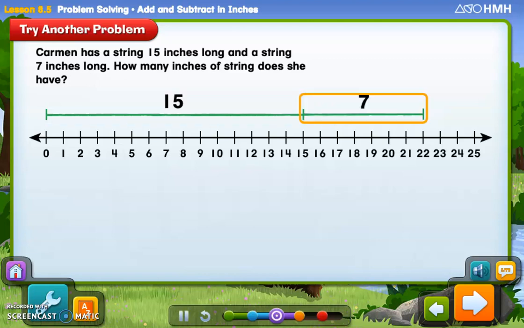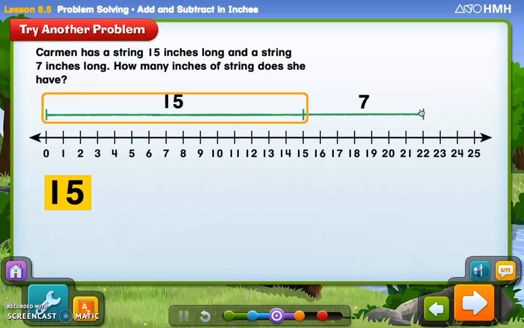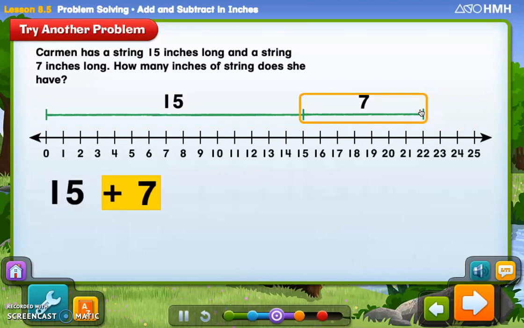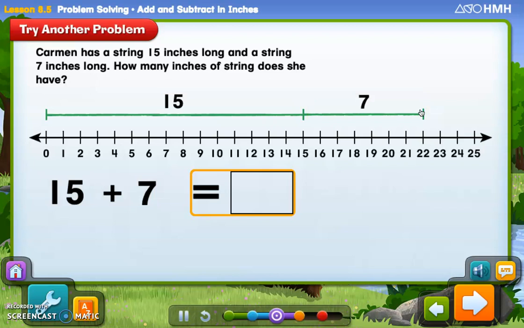Carmen also has a string 7 inches long. The model for this length is 7 spaces long. It starts at 15 to show that the lengths of string are added. Click to see a number sentence that shows what's happening in the model. 15 plus 7 is equal to some number.